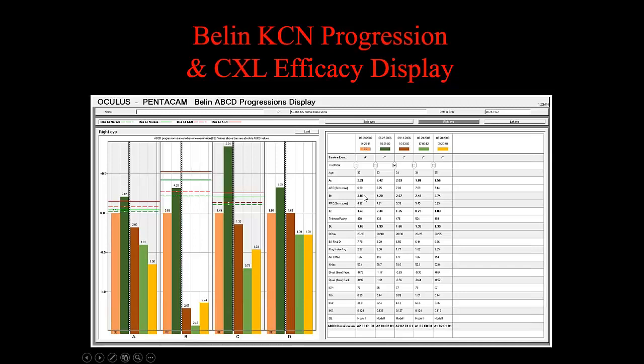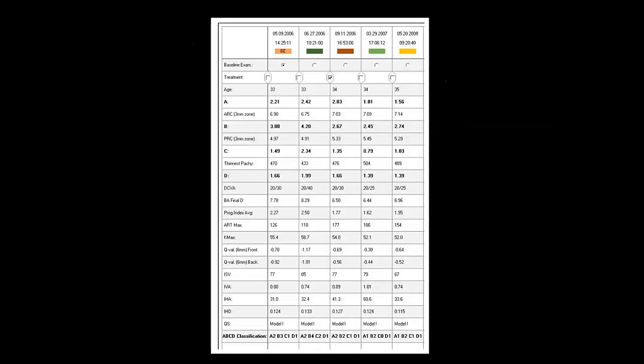In addition to the ABCD parameters, we also, in a tabular form, show a number of other parameters. We show the final D values, the progression index, ART max, K max, Q values, and then a number of the anterior curvature parameters that some people like to look at. And then at the bottom, we actually show you the ABCD classification. So again, this is just a blow up of the additional parameters. We only graphically display the ABCD, but we do allow you to follow a number of other parameters if you would like to.